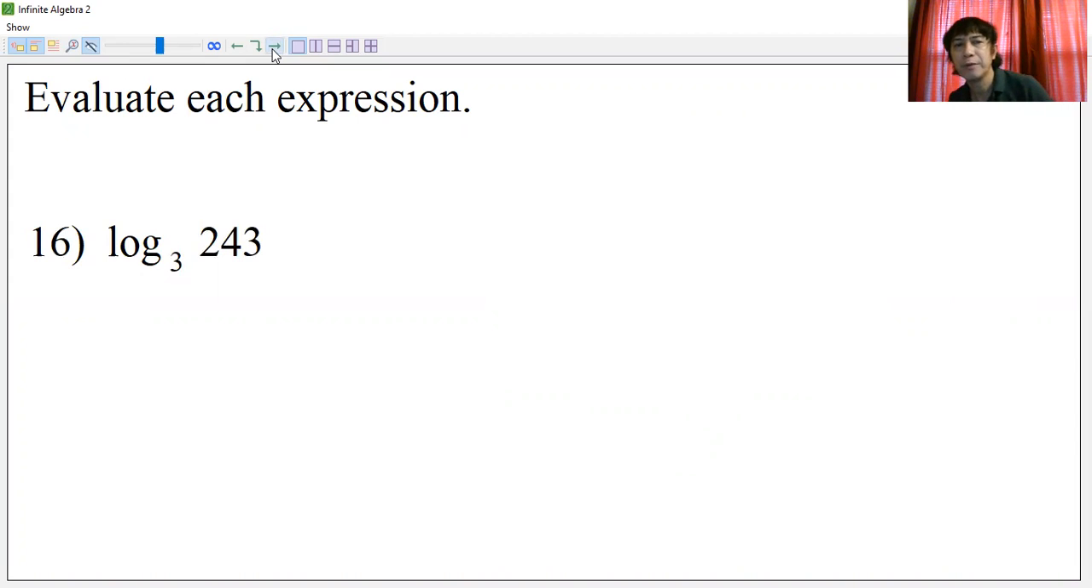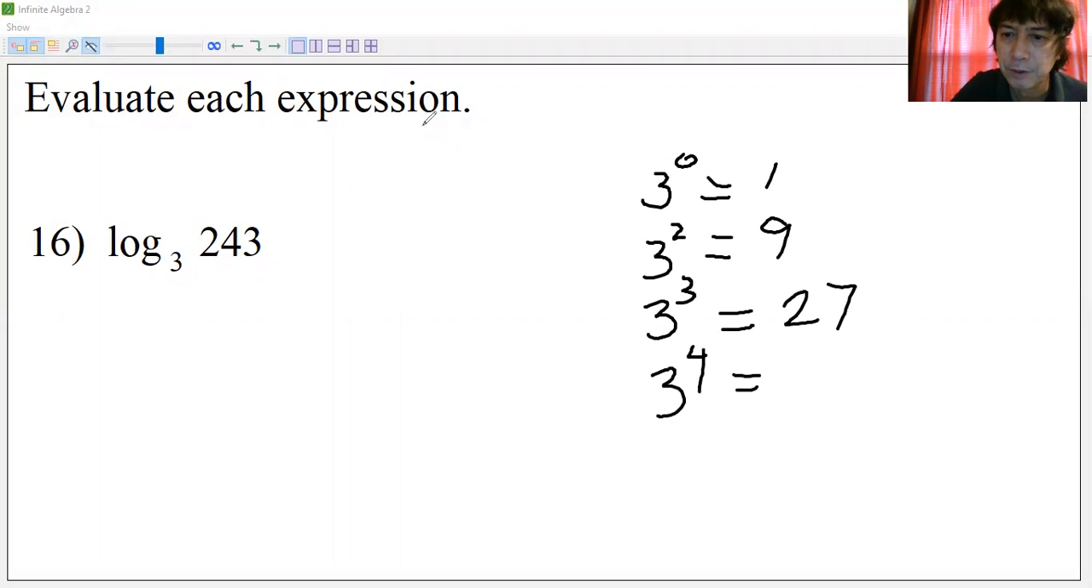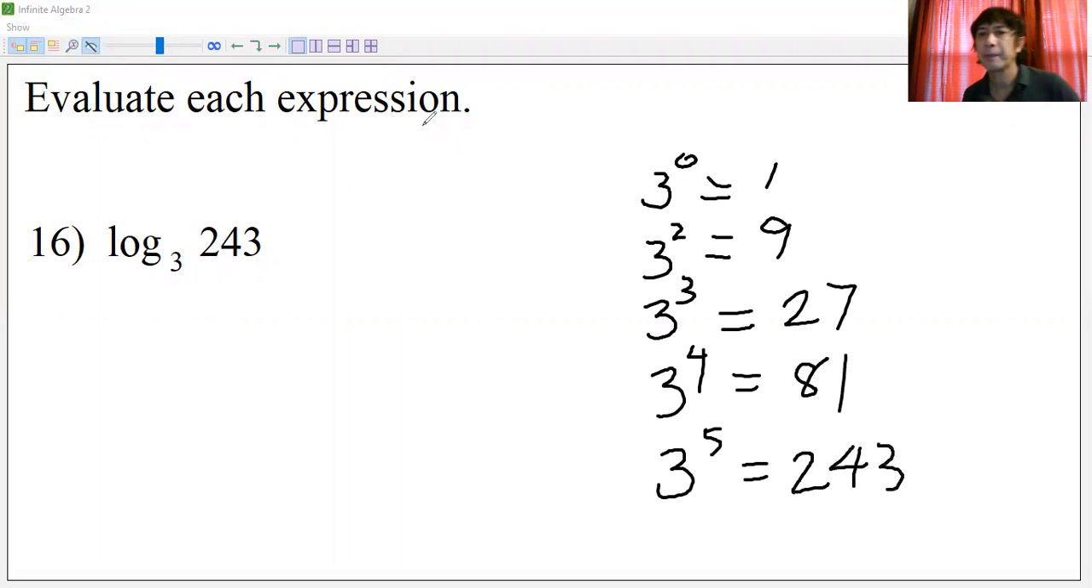Now here we have 243. You have to be familiar with the numbers. 243 is actually 3 to the 5th. So it's powers of 3. Now to give you a little introduction on this one, 3 to the 0 is 1. 3 squared is 9. 3 to the 3rd is 27. 3 to the 4th is 81. And then 3 to the 5th is this number, 243.